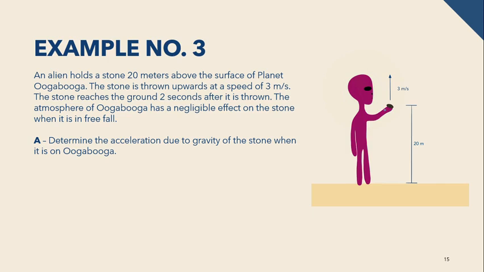Besides, remember that if you were to throw the rock down, the time of 2 seconds wouldn't apply, because that time accounts for the whole trip up and down. Now, we know the displacement, which is negative 20 meters.